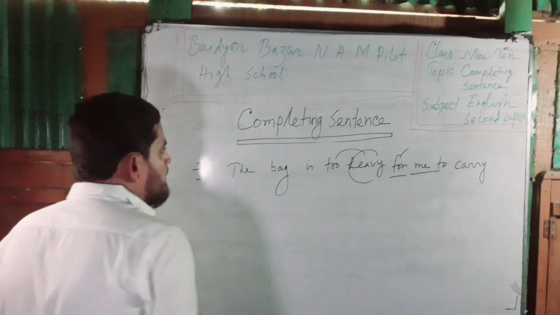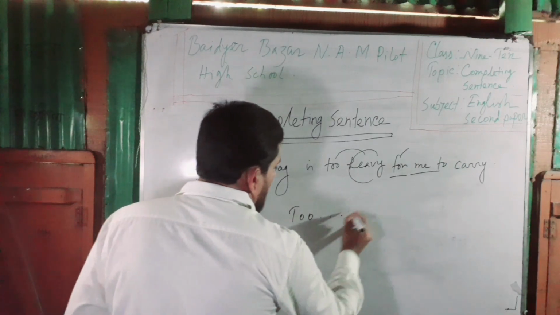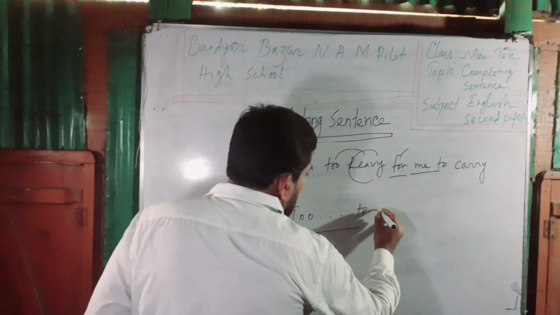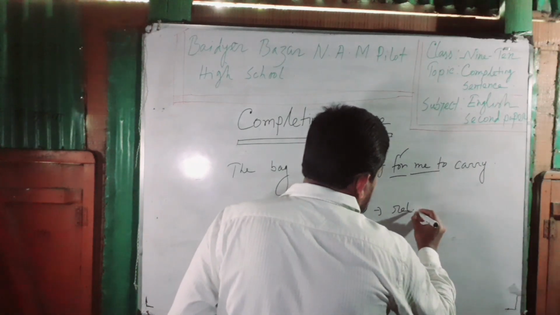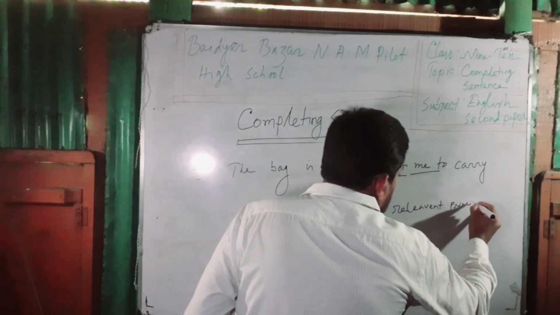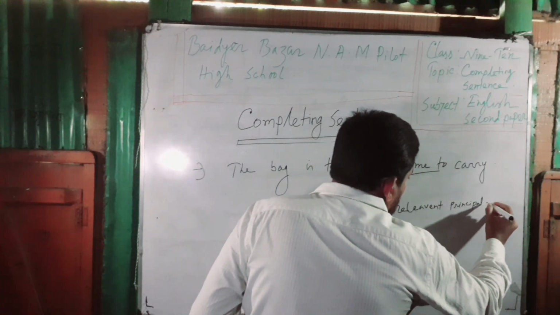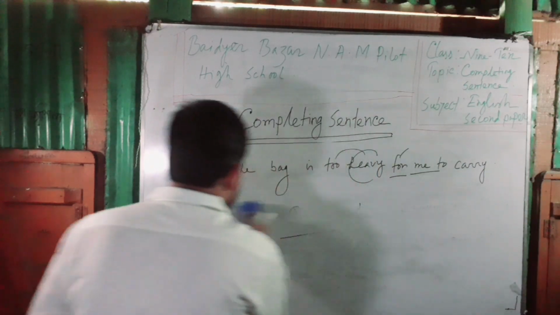So if we want to complete the sentence, if we find "too" and "to", then we will just write a relevant principal verb, a relevant PV. It should be relevant, not irrelevant. We cannot write an irrelevant verb.